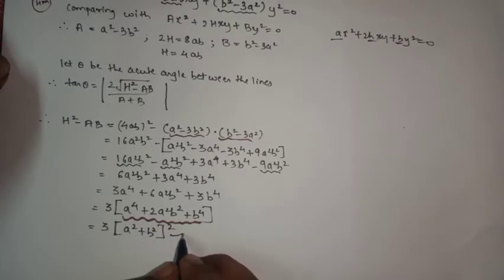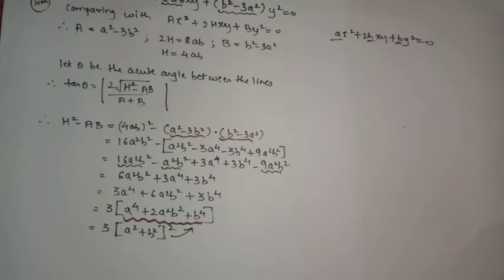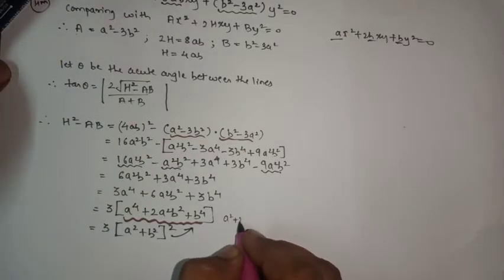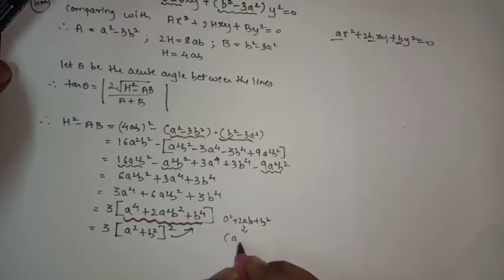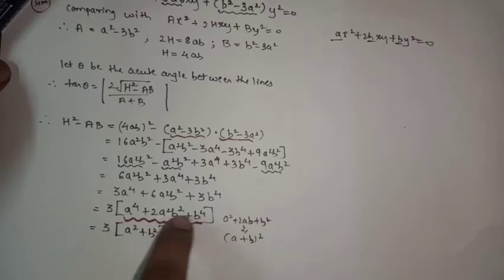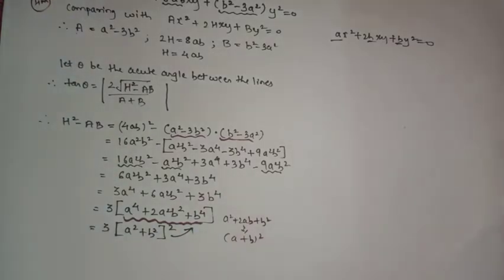Yes. When you solve (a square plus b square) the whole square, you get the previous step. So what exactly did I do? a square plus 2ab plus b square, I wrote as (a plus b) the whole square. That only I did. a raised to 4 plus 2a square b square plus b raised to 4, I wrote as (a square plus b square) the whole square. Understood? Got the idea? Okay.